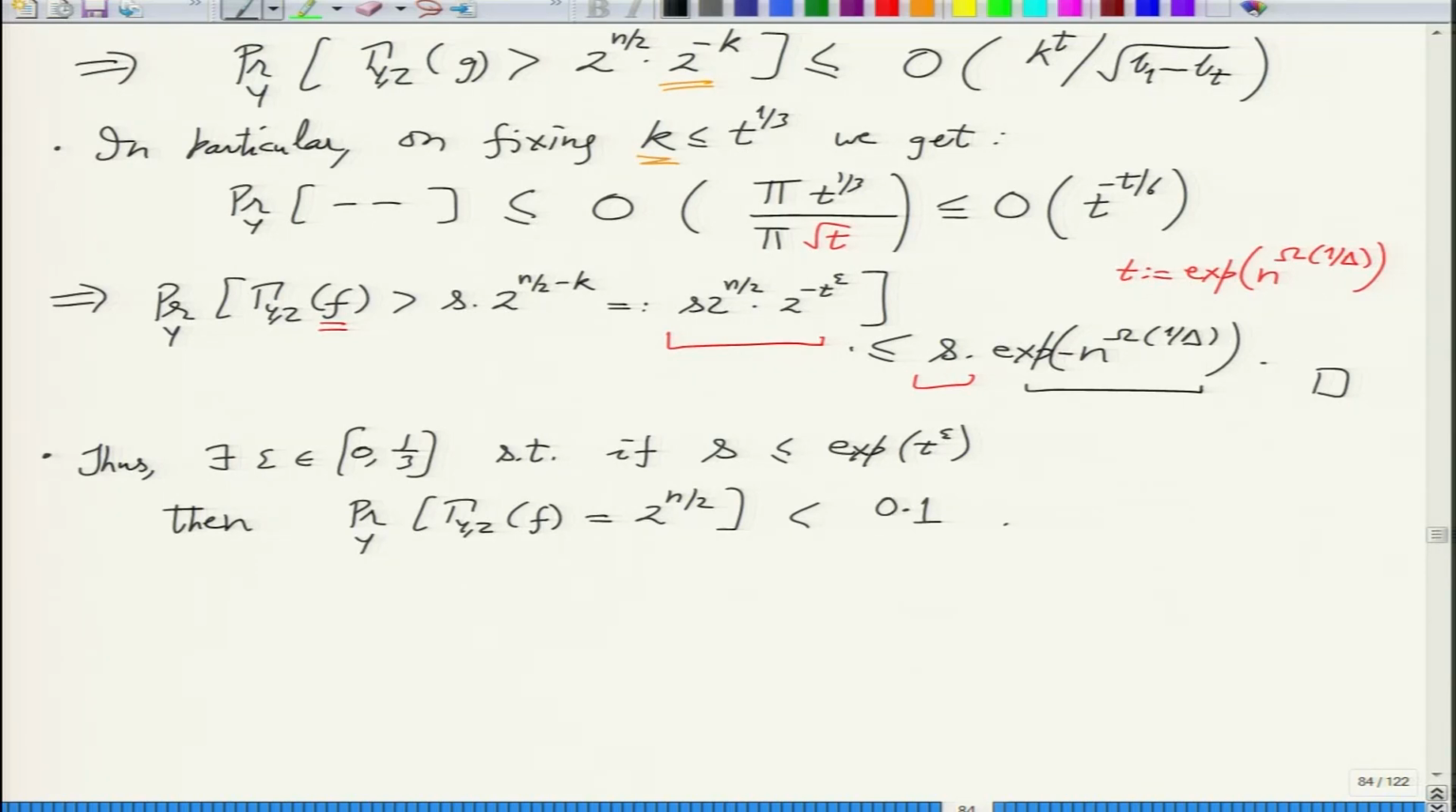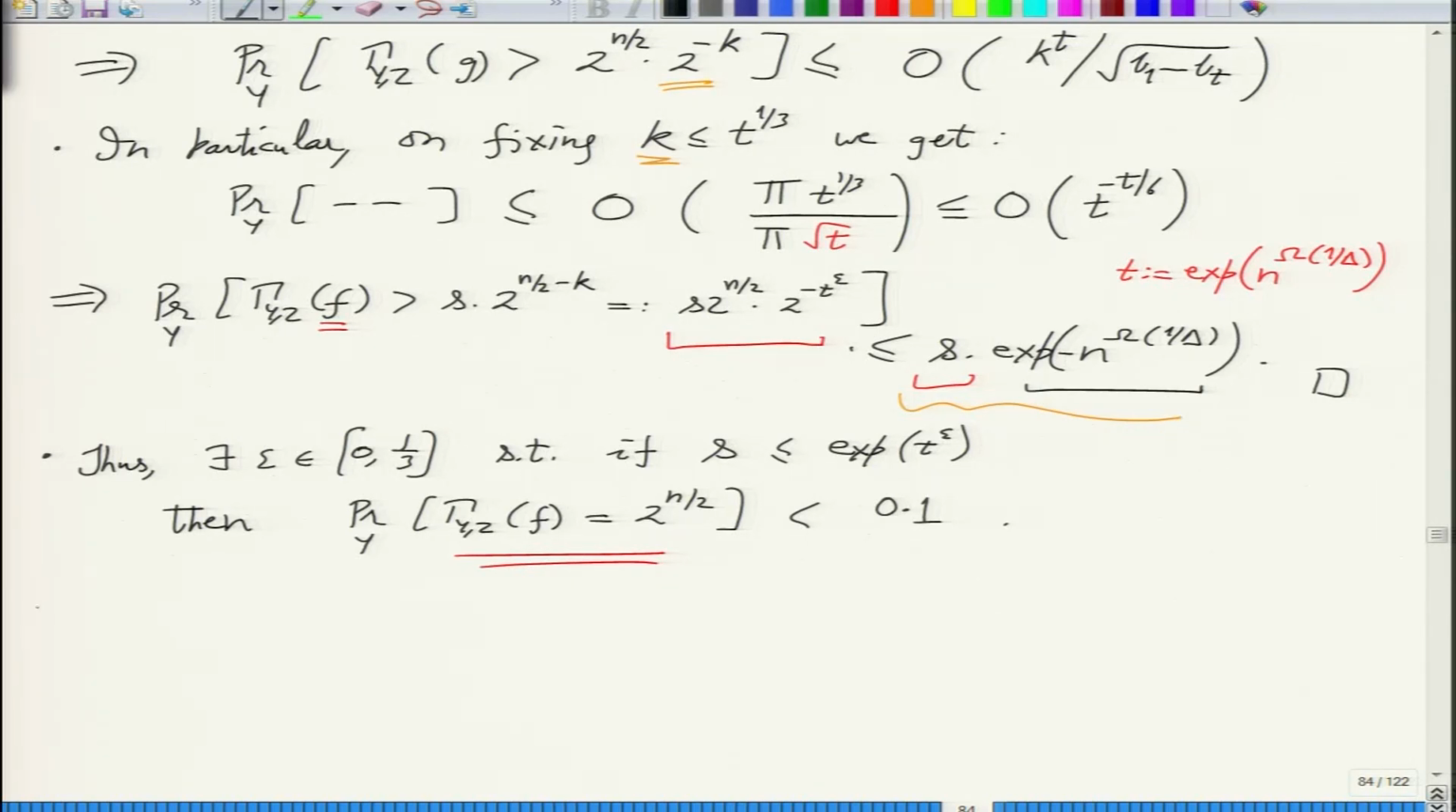So epsilon equal to 1 by 3 may not work, but you may suitably reduce epsilon below 1/3 to some absolute constant, such that this probability here falls to 1 by 10, and here we are saying that the measure is maximized. So the measure being maximized happens with very low probability.